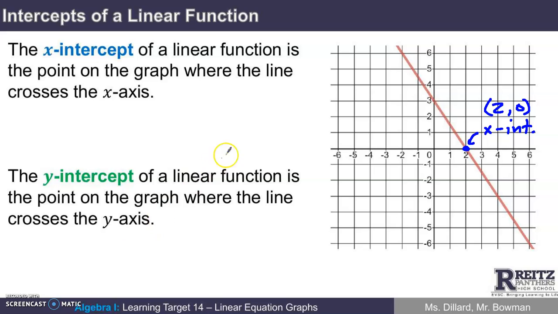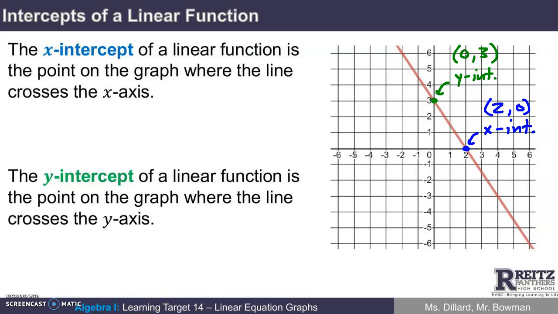Now this linear function also has a y-intercept. The y-intercept of a linear function is the point on the graph where the line crosses the y-axis. This is also the point that we saw in the previous instruction, was the b in y = mx + b form. So this is what we call the y-intercept. And for this specific linear function, the y-intercept is the point (0, 3).